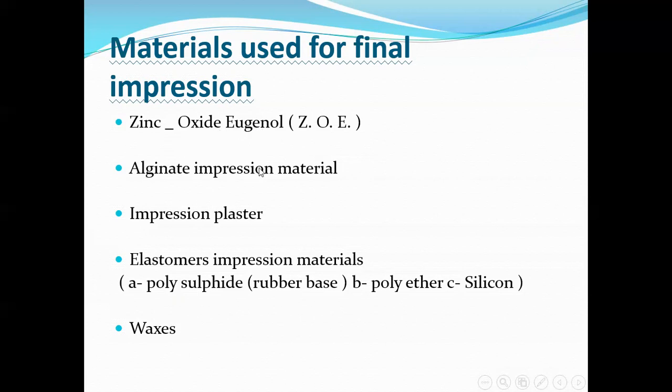Second, we have alginate impression material. Also, this material can be used to take impressions for partial dentures, for partially edentulous patients. Third, we have impression plaster.